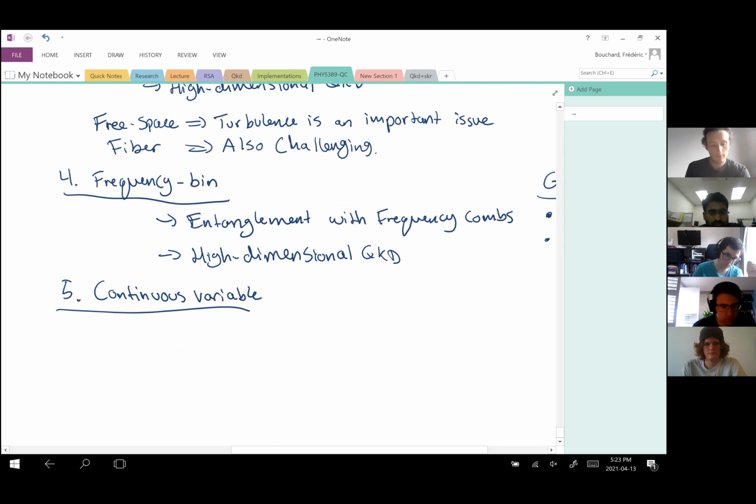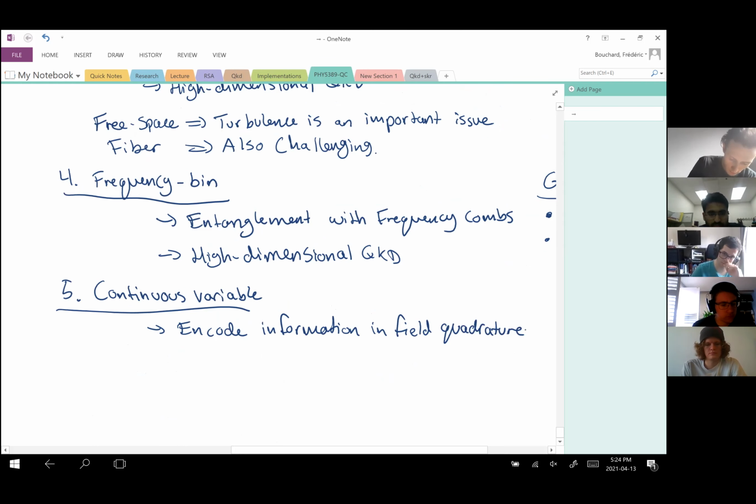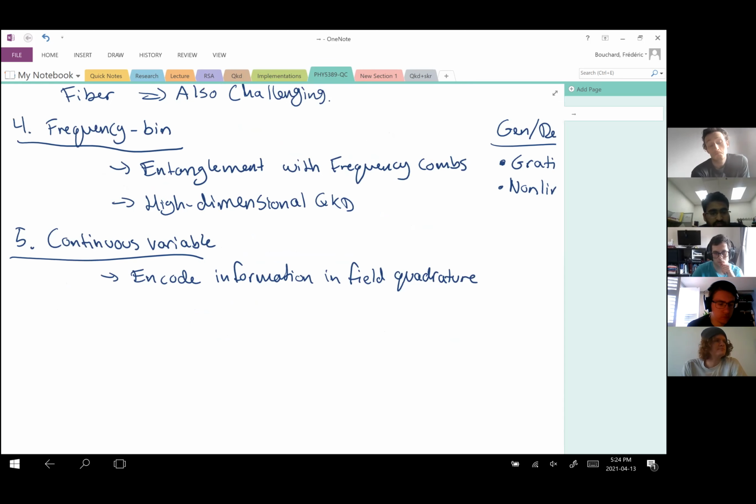The idea is you encode the information in field quadratures. So if you remember phase space, you have your X and P. If you have a coherent state that's rotating around your phase space, you can actually decide a position in phase space, and that you can actually use to encode the information. So maybe your coherent state is at that position, so that X and P. So that's another way to encode information.